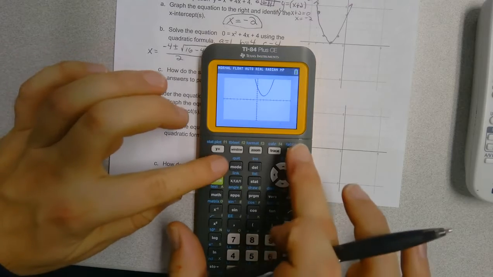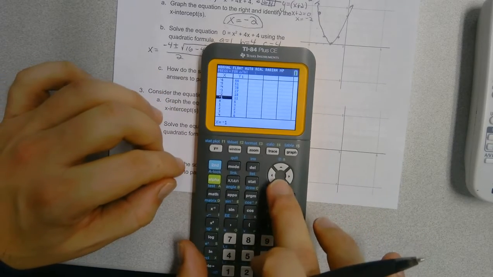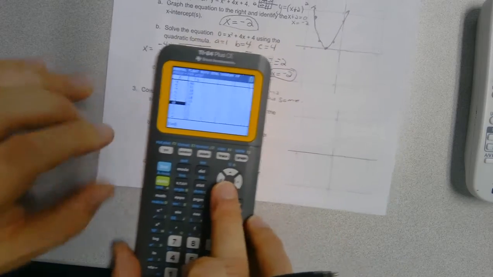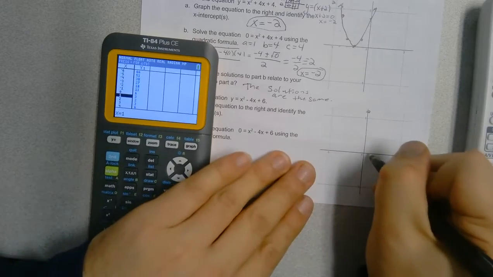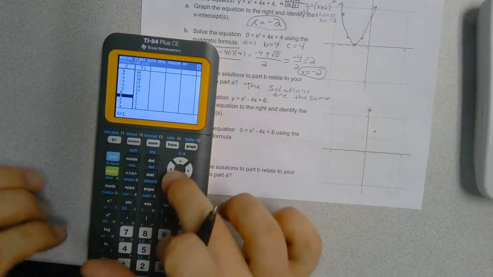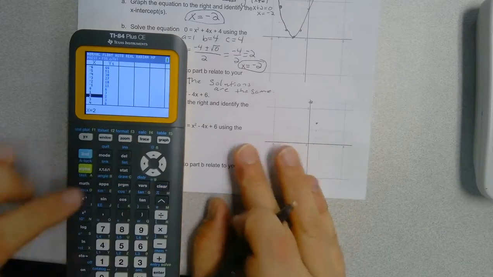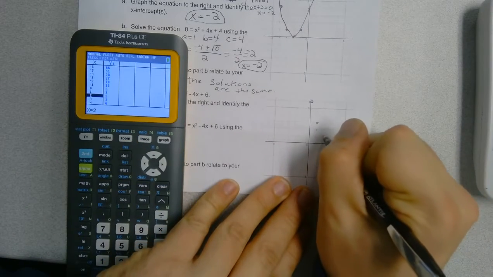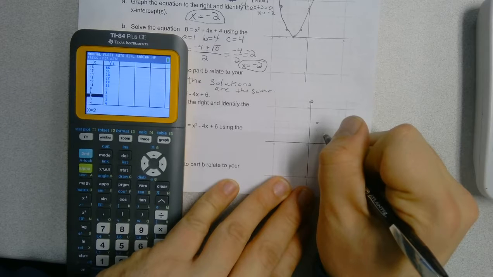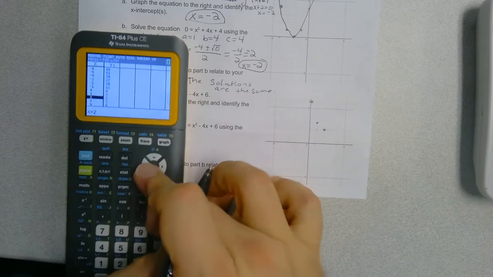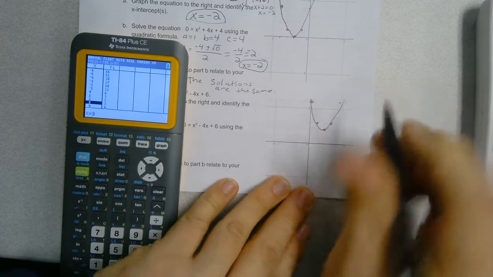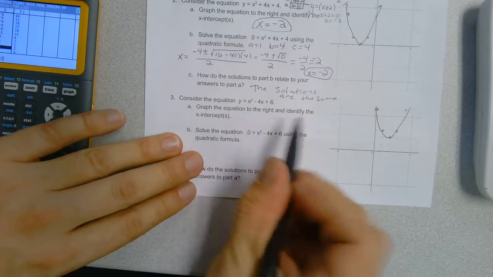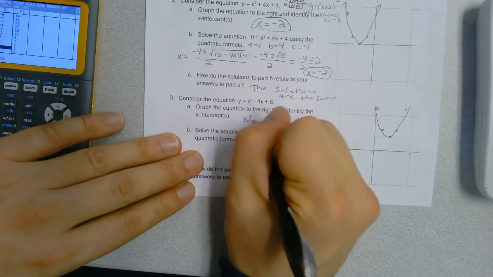So to get this graph, I'm actually going to go to the table. And I notice that at 0, we're at 6. That's going to be on the graph. At 1, you're at 3. That's on the graph. At x equals 2, y is 2. Sorry, I misspoke. So right there. And then at x equals 3, you're at 3. And then the graph becomes symmetrical. So on here, that graph, the x-intercepts, there are none. So I'm going to write none.